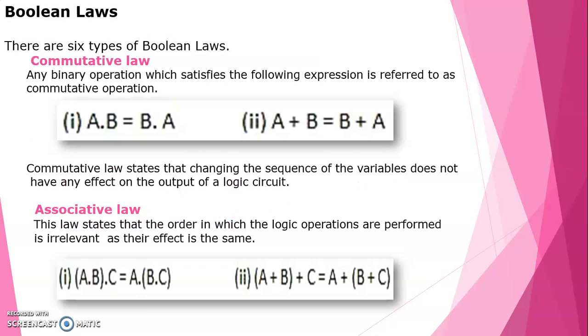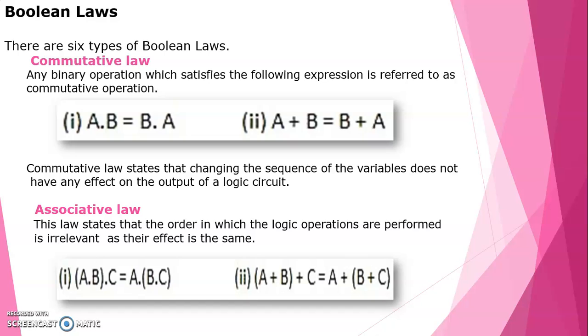Now, Boolean laws. There are 6 types of Boolean laws. First is the commutative law. Any binary operation which satisfies the following expression is referred to as a commutative operation: A into B equals B into A, and A plus B equals B plus A. The commutative law states that changing the sequence of the variables does not have any effect on the output of the logical circuit.